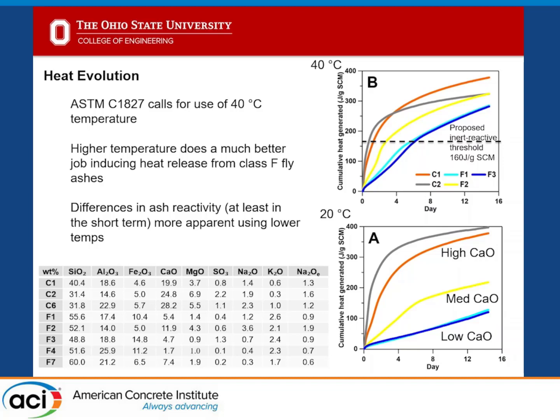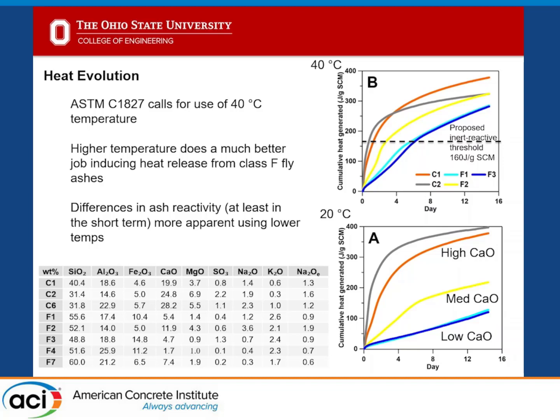So the first thing is at 40 C, we're seeing reactivity in all of our materials, and that's great because these are reactive fly ashes. So we're seeing what we expect. They all exceed the heat release that we have heard is set at the minimum threshold level. But they're all kind of grouped together as well, so that makes it hard to differentiate between what's happening with any of the materials.